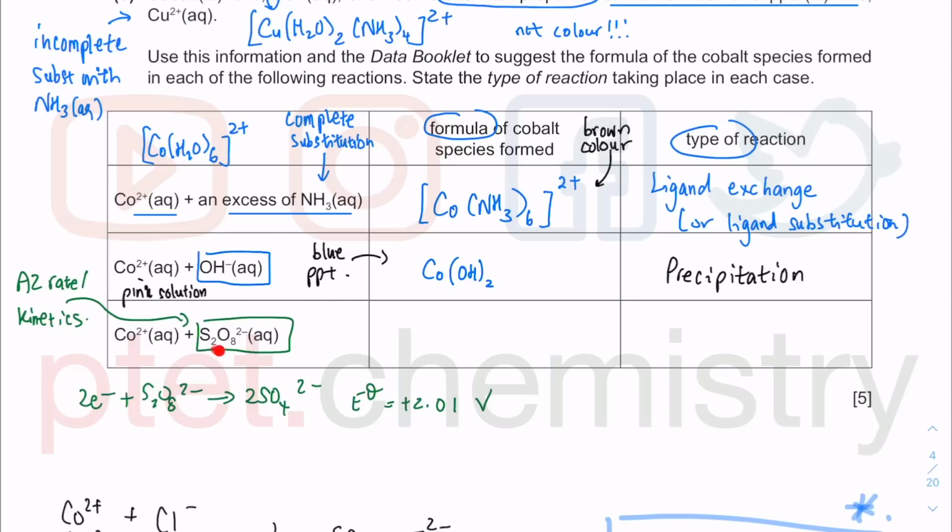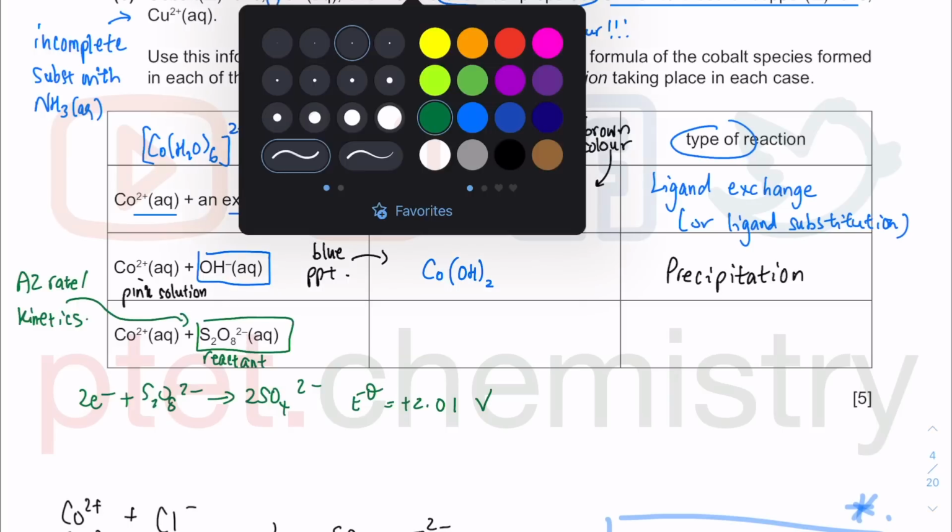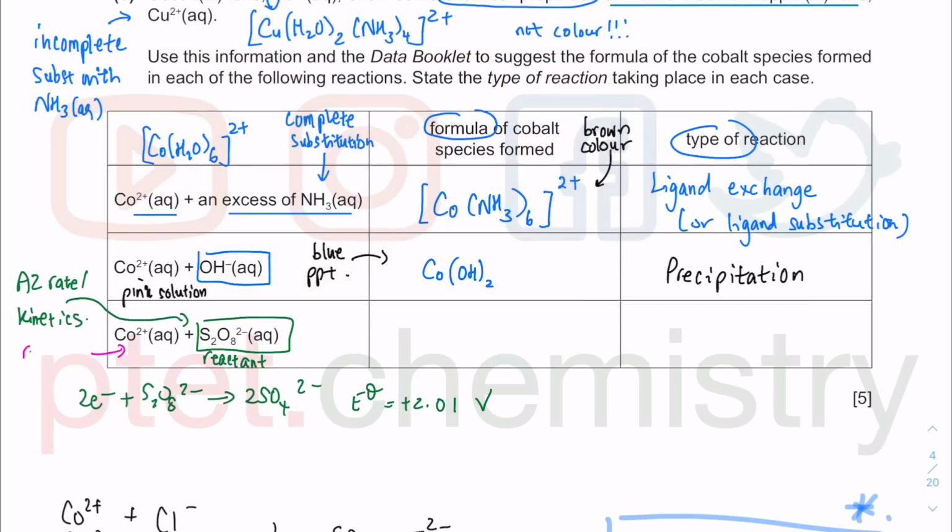Since this is my reactant, my reactant is going to be on the left, so this is going to get reduced to this. So this is the reducing agent. The Co2 plus must be the reducing agent. If it is the reducing agent, itself will get oxidized. So we are not looking for Co2 plus on the left hand side in the data booklet. We're looking for Co2 plus on the right hand side, because that is your reducing agent.